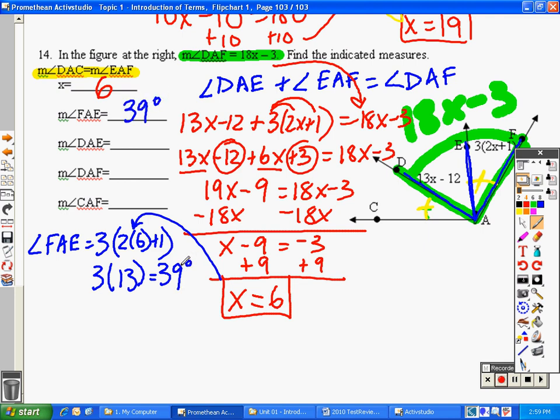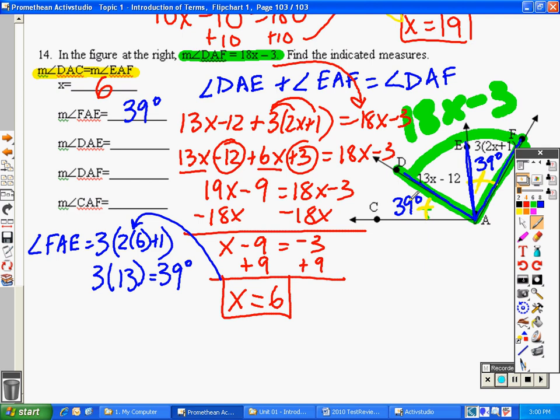Now, I know that the next question is asking me about DAE, but I want to go back because on my diagram, I know that EAF is congruent to CAD, which means CAD has to have that same number as well. So if this is 39 degrees, then this is 39 degrees also. Okay, I don't see that as a question, so I'm not going to be able to answer that right now, but I think it might be useful.